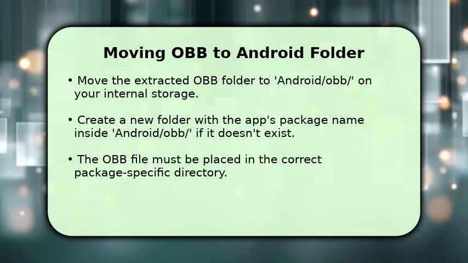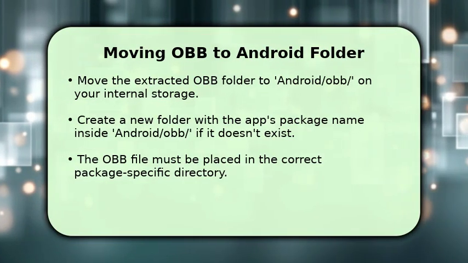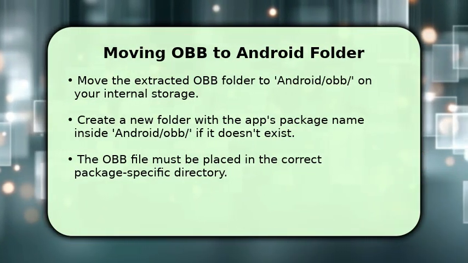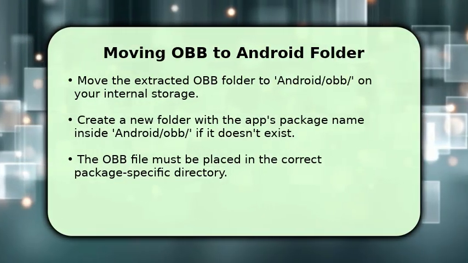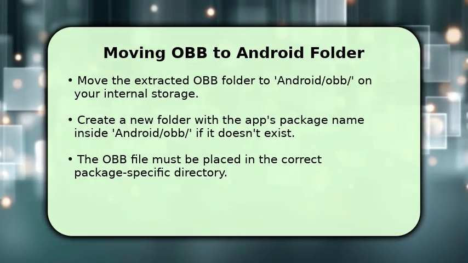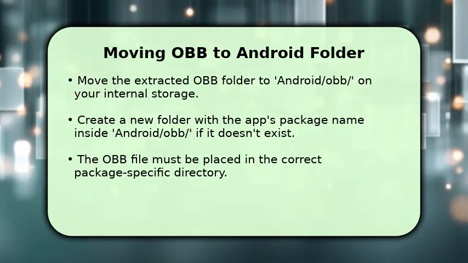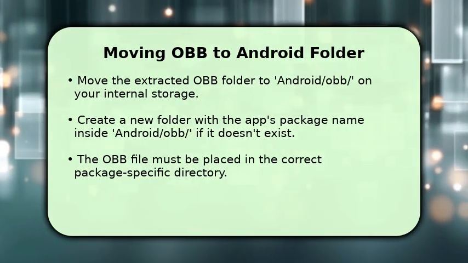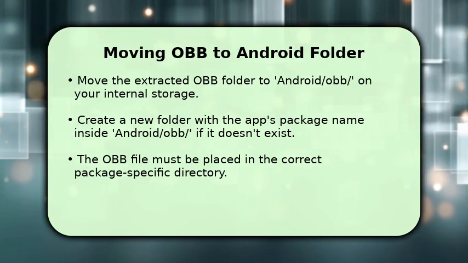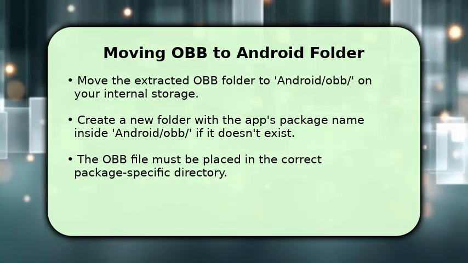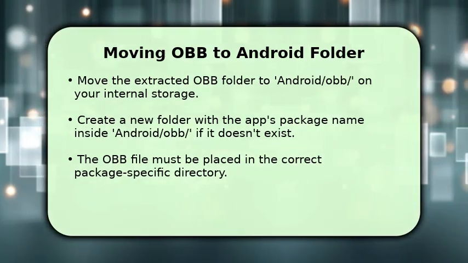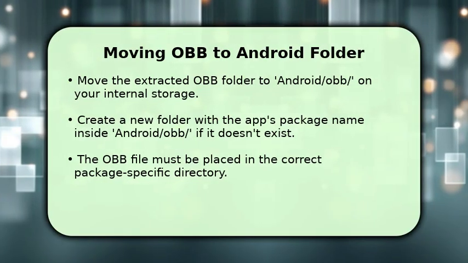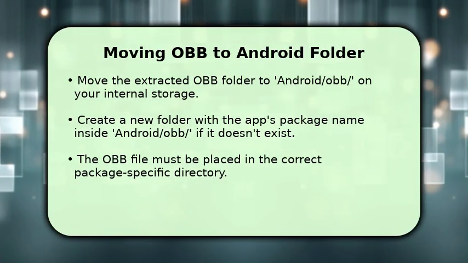This is a critical step. Move the extracted OBB folder to the correct directory. Navigate to your device's internal storage, then to the Android folder, and finally into the OBB folder. Inside OBB, create a new folder named exactly after the application's package, for example, com.gamename.android. Then, paste the OBB file directly into this newly created package folder. This precise placement ensures the app can find its data.